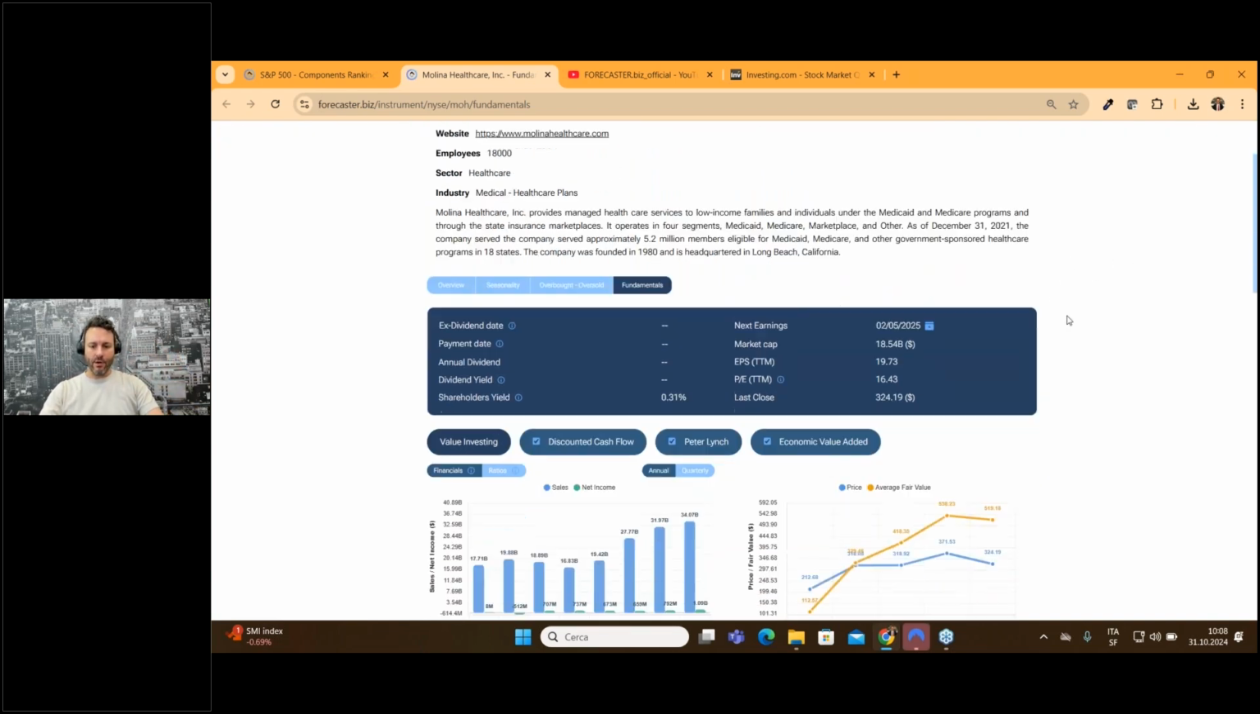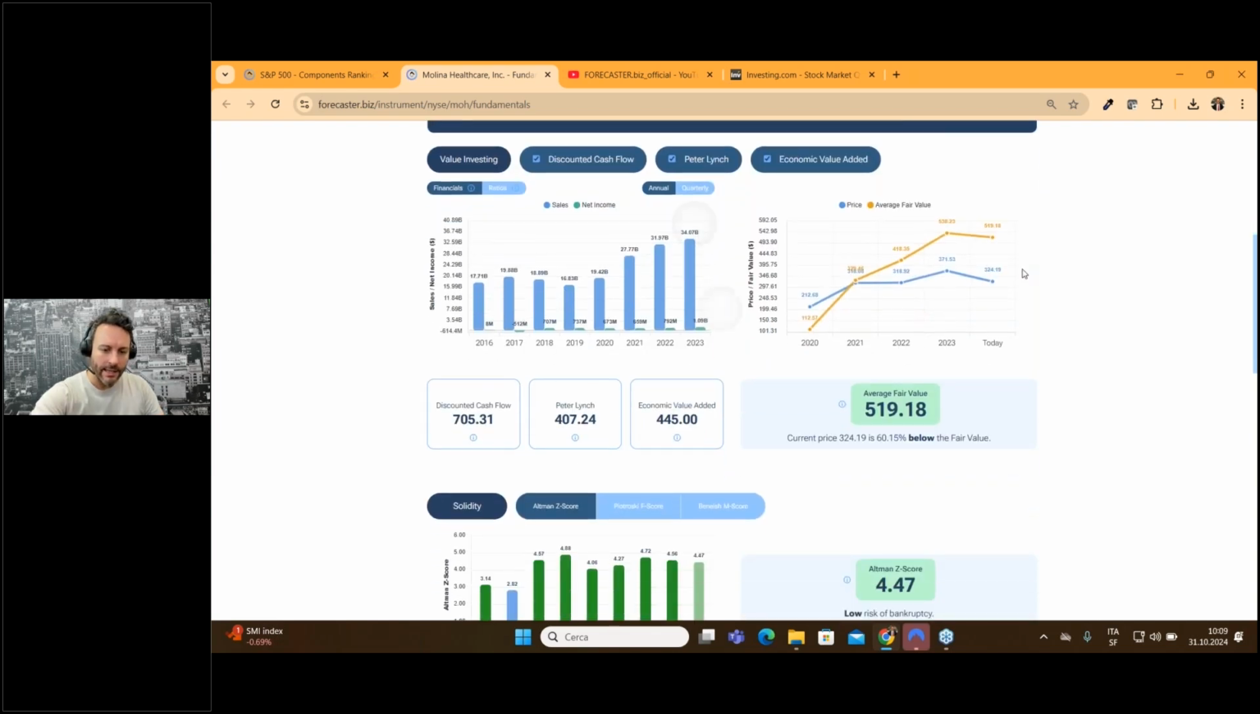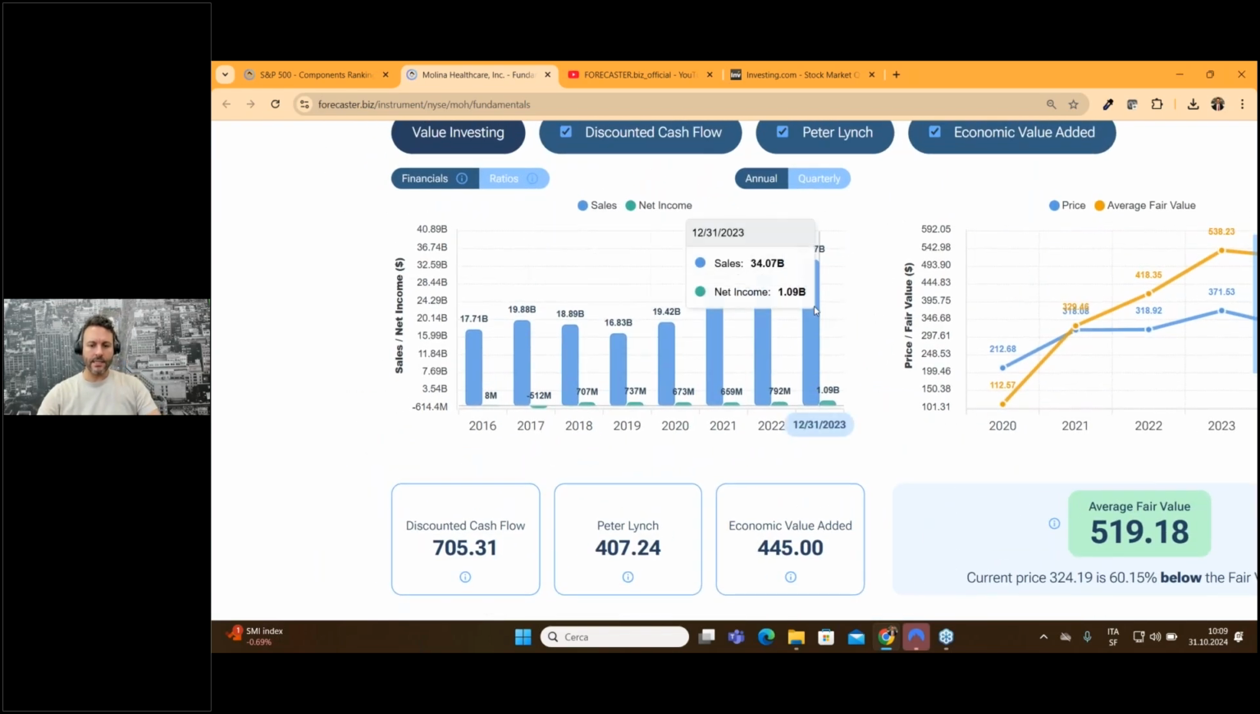Okay, if we go on the analysis, we can find a quite important company with 18 billion of market cap, very interesting. And if we go and see the numbers, we can see that the sales are growing, also the net income is growing. For the first time in history, they closed the 2023 balance sheet with a net income of more than 1 billion, which is quite interesting.